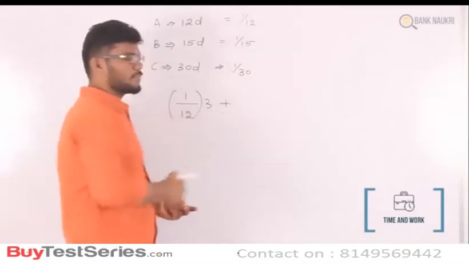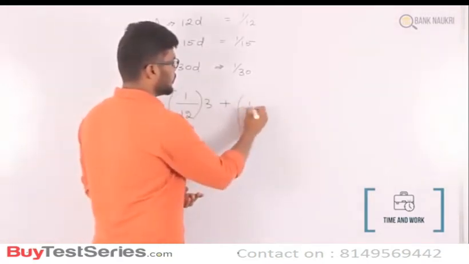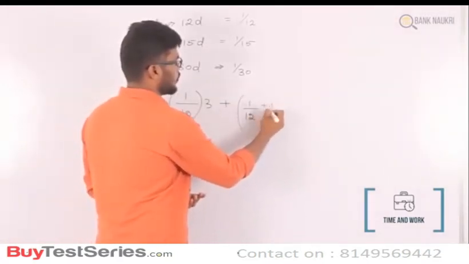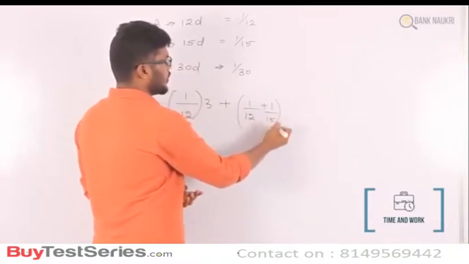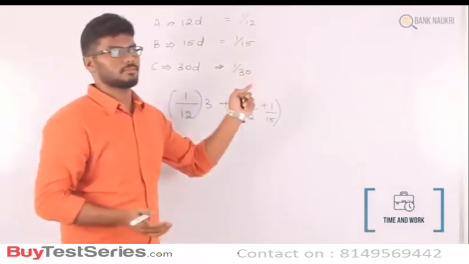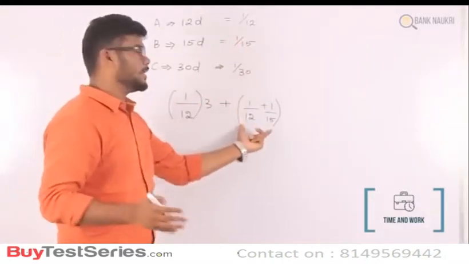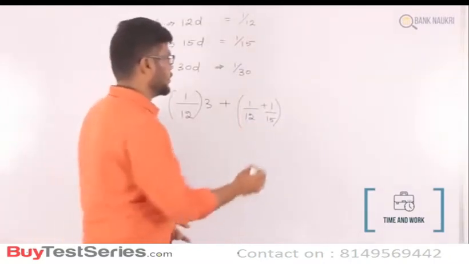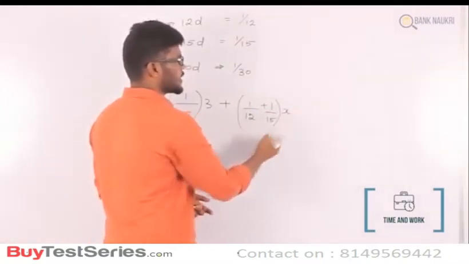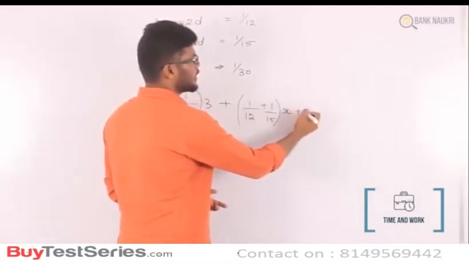Plus what happens after 3 days? B joins A. So it will be 1 by 12 plus 1 by 15. For how many days A and B are working? Did they mention in this question? Watch carefully. No, they did not mention how many days A and B are working together. So what I'll do is I'll just put it as x because I don't know. Now what happens in the last 3 days?